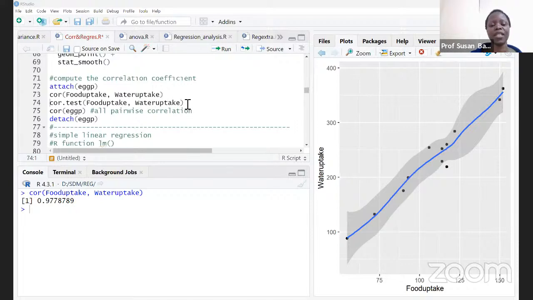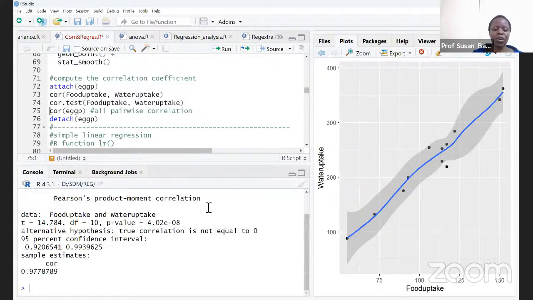Okay. So the next one is the test to find out whether our correlation value of 0.9 is different from 0. So line 74 is cor.test, which is going to test that correlation value. So run that, and you will see in your console, it's going to say Pearson's product moment correlation, the t-value, the degrees of freedom and p-value. So here it is saying alternative hypothesis: true correlation is not equal to 0. So that is the alternative hypothesis, that the correlation between water uptake and food uptake is not equal to 0, or there is correlation between water uptake and food uptake.